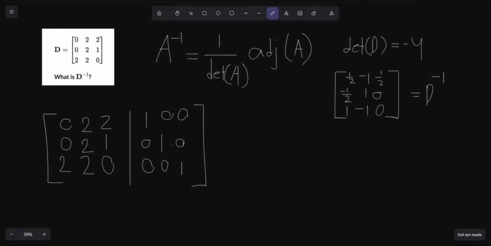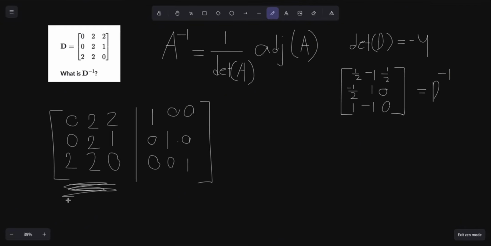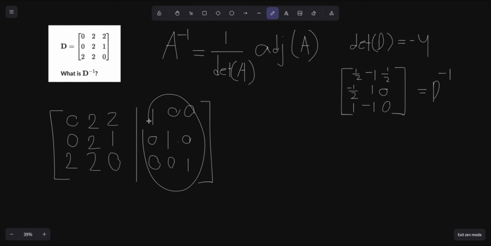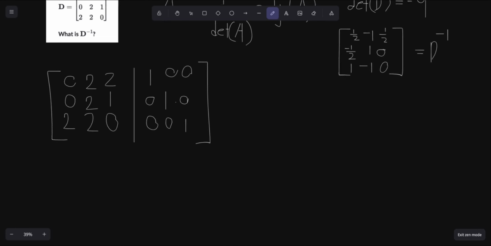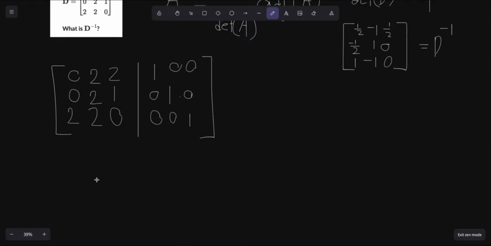So your job now is to use Gaussian elimination, and you want to try to get the left-hand side looking like the identity matrix. So you want this side to look like the identity matrix. All right, and whatever matrix that's resulting on the right side is going to be your inverse. So let's see how we can get this side into the identity matrix.